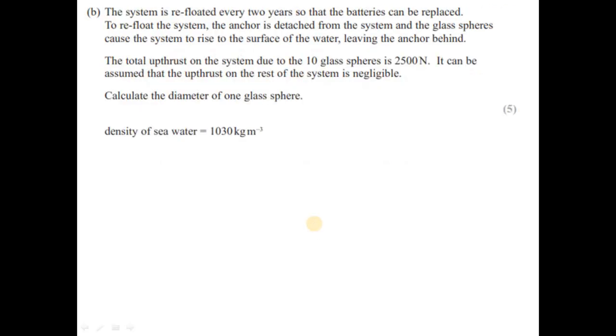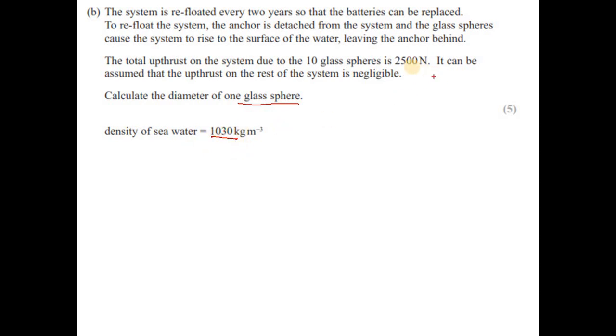B, the system is refloated every 2 years so that the batteries can be replaced. To refloat the system, the anchor is detached from the system, and the glass spheres cause the system to rise to the surface of the water, leaving the anchor behind. The total upthrust on the system due to 10 glass spheres is 2500 Newton. It can be assumed that the upthrust on the rest of the system is negligible. Calculate the diameter of one glass sphere. And the density of the seawater is given.